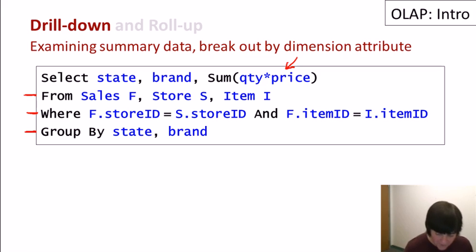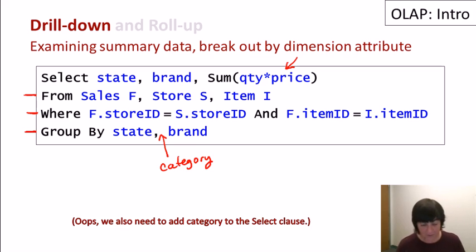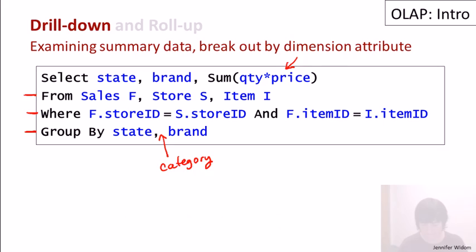So to drill down, what we do is add a grouping attribute. So if we added, for example, category, when we add another grouping attribute, that gives us more data in the answer, more detail in our data.